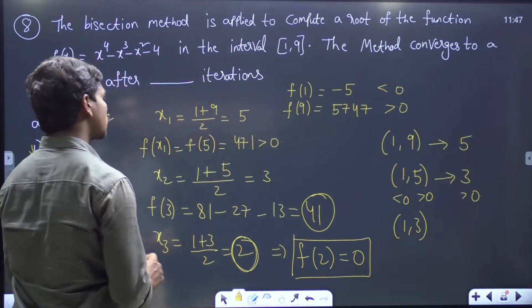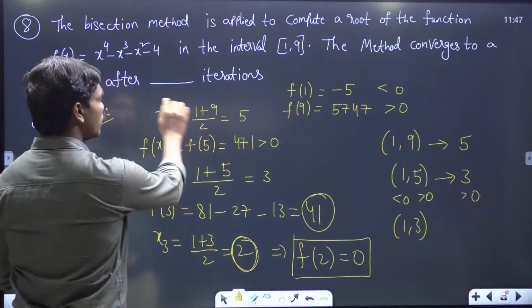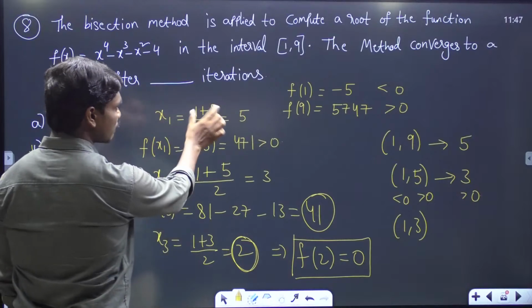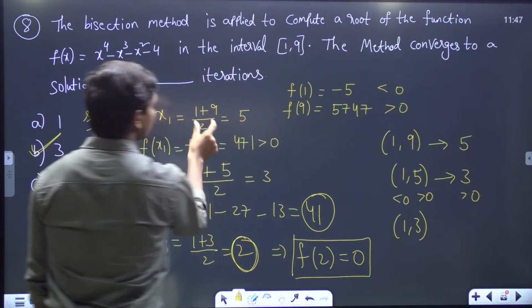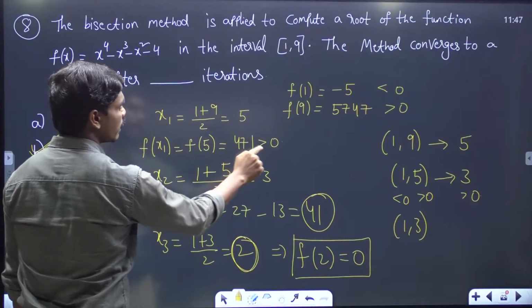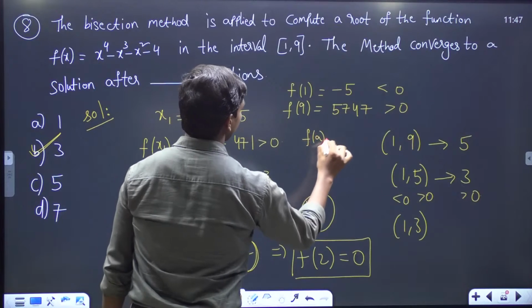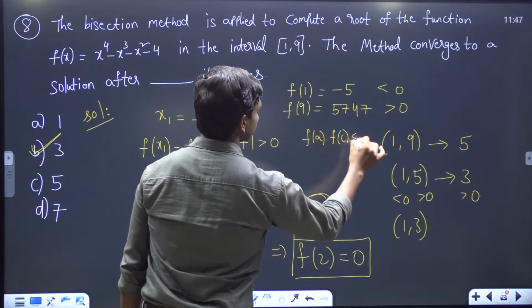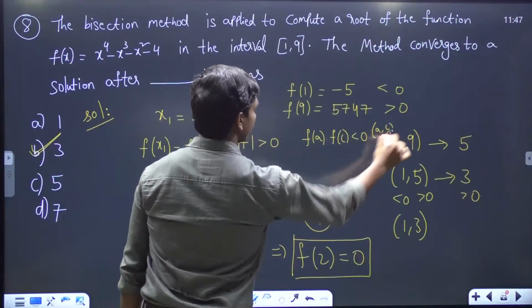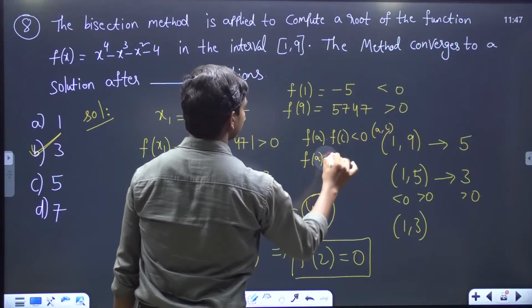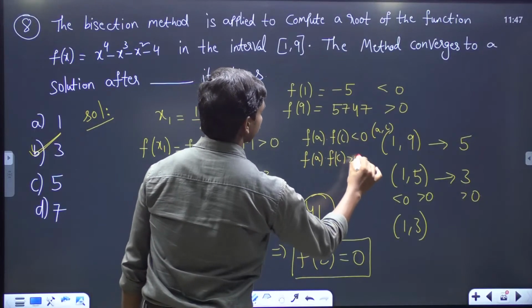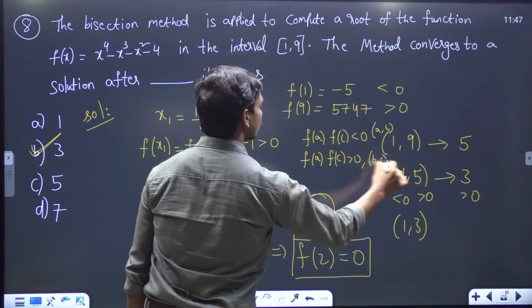Just the bisection method. In the bisection method, how will you calculate the iteration value? x1 is the average of the interval values. So (1 plus 9) by 2, we got 5, and we calculated f of 5. Now, I told you, if f of a into f of c is less than 0, consider the interval as a comma c. If f of a into f of c is greater than 0, consider the interval as b comma c. This is what I told you.